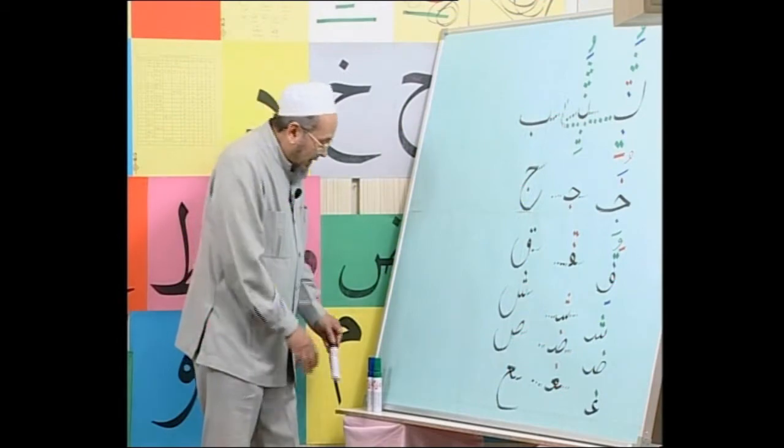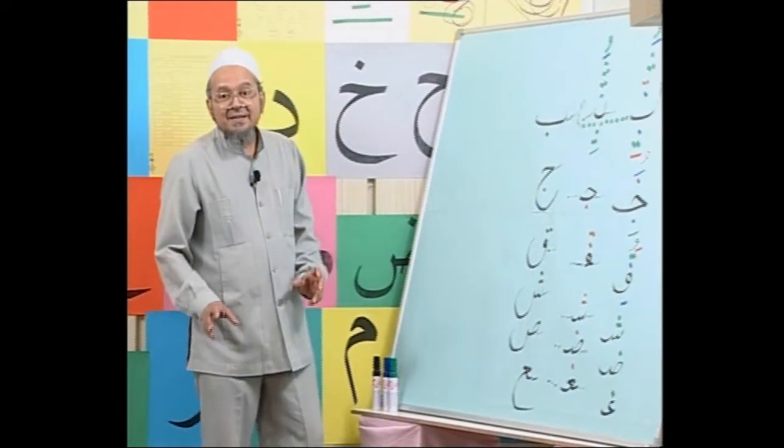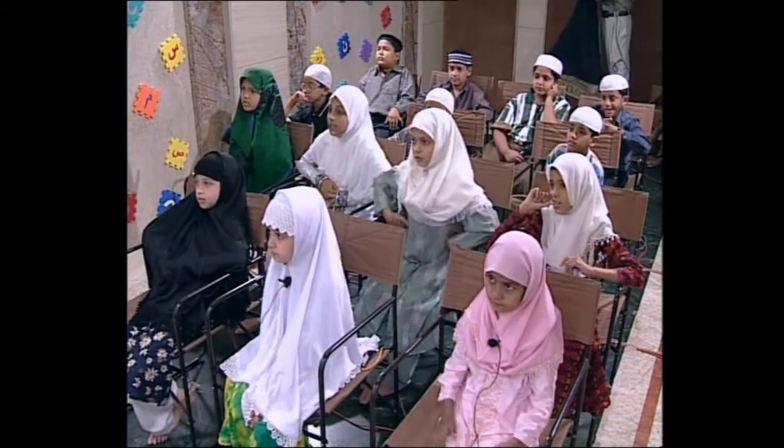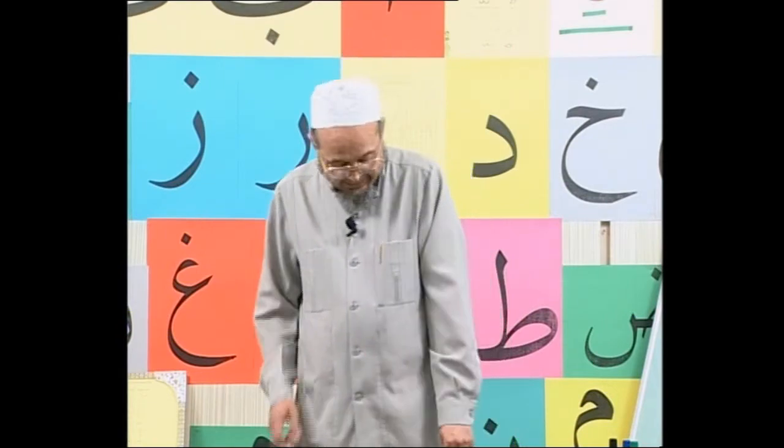All right. Now, there are 6 letters. How many? 6. There are 6 letters which cannot extend their left arms. Problem. Rest of the letters are very generous. They can extend both arms. But there are 6 letters which cannot extend their left arms. And these 6 letters are here.